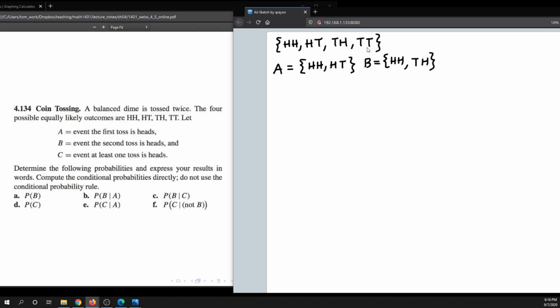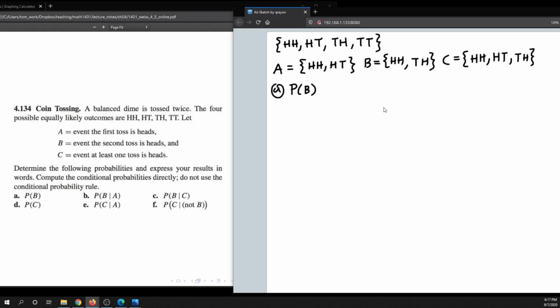And that's it. And then event C is the event that when you flip the dime twice, you get at least one head. So we're looking for all of these that have at least one H, right? And so that would be HH, that has at least one, heads tails has at least one, and tails heads has at least one as well. Okay, so there we've got our events listed out. That makes it really easy to calculate these probabilities.